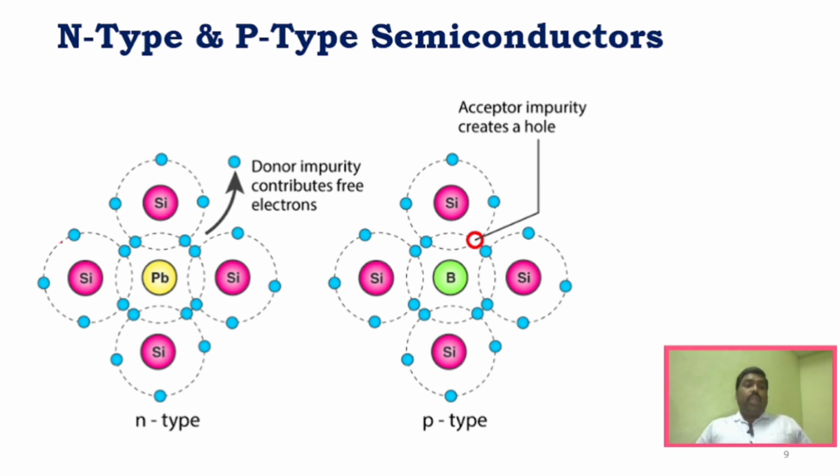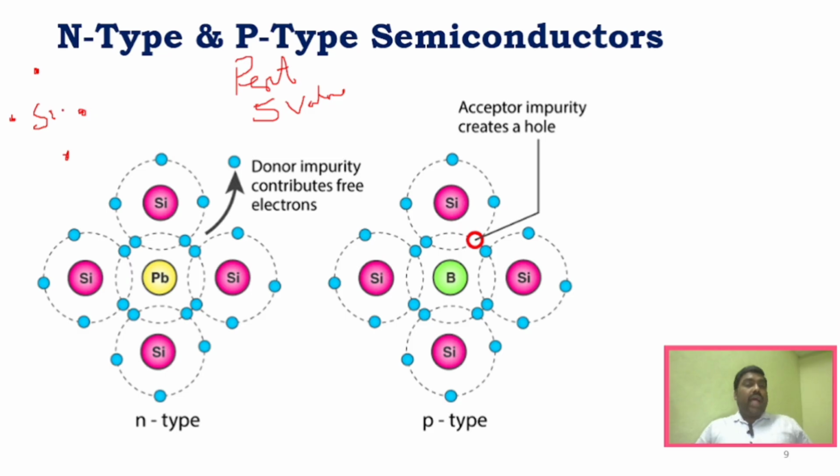Now, normally if you take any silicon atom, you will have 4 valency electrons. These are the 4 valency electrons, for example. Now, if you add a pentavalent impurity, what is a pentavalent impurity? From the name itself, you can understand that a pentavalent impurity will have 5 valency electrons at the outermost level. So it has 5 electrons.